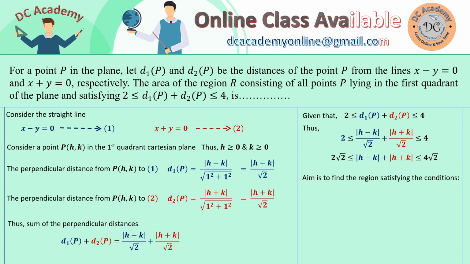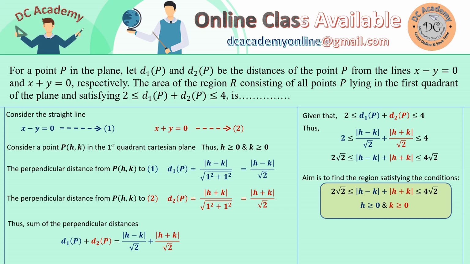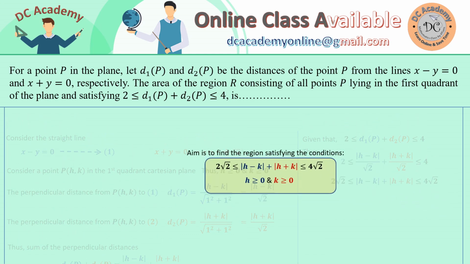Now what's our aim? My aim is to find the region satisfying the condition we obtained here, along with h and k greater than or equal to 0. So we have to mark or identify and shade this particular region. That's it. Let's go ahead.